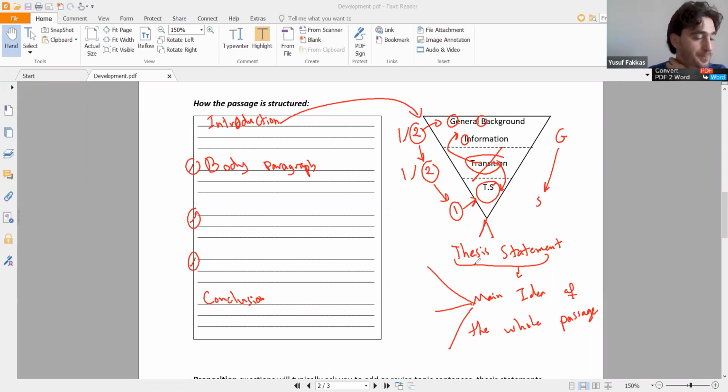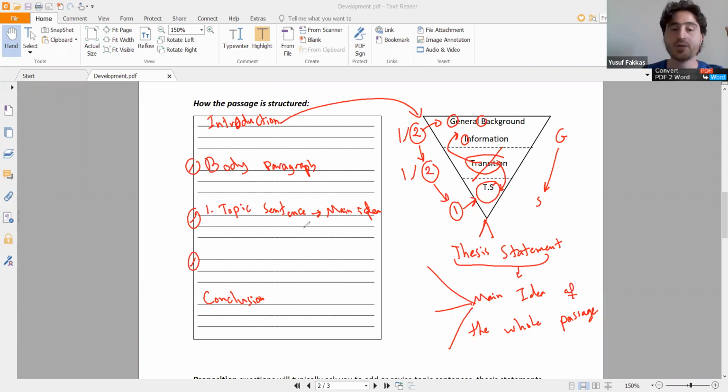Okay, now in each body paragraph, you should always start with the topic sentence. What is the topic sentence? The topic sentence is the beginning of any body paragraph, and of course, it is the main idea of the paragraph only. So that's how you start the paragraph, the topic sentence. What is the main point that you would like to focus on in this paragraph? You start with it in the first sentence, okay? And that's why it's called topic sentence.